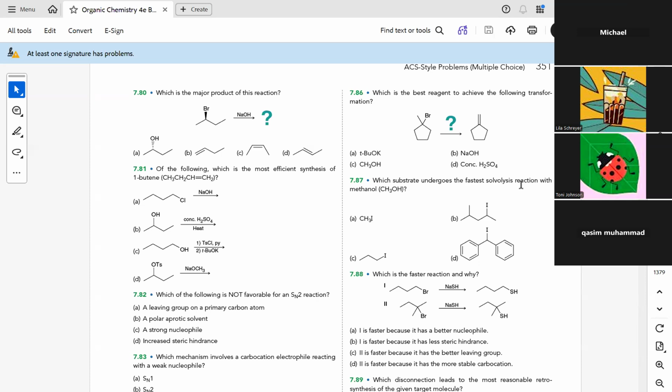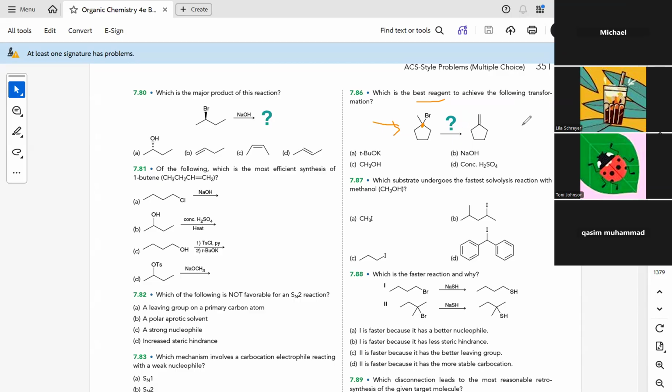How about 786 here? We want to know what's the best reagent to achieve this transformation. If you notice here, our substrate is a tertiary alkyl halide. This is a cyclic structure, but the bromine here is connected to a carbon that's connected to 3 carbons. So this is again a tertiary substrate.